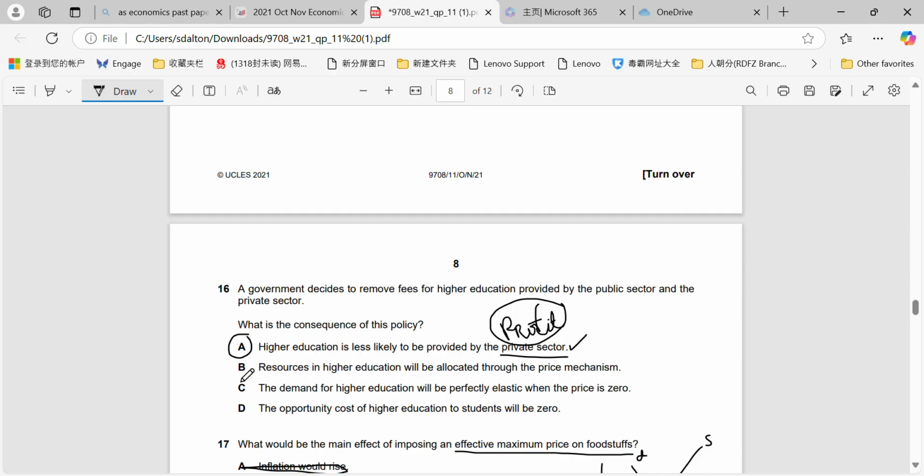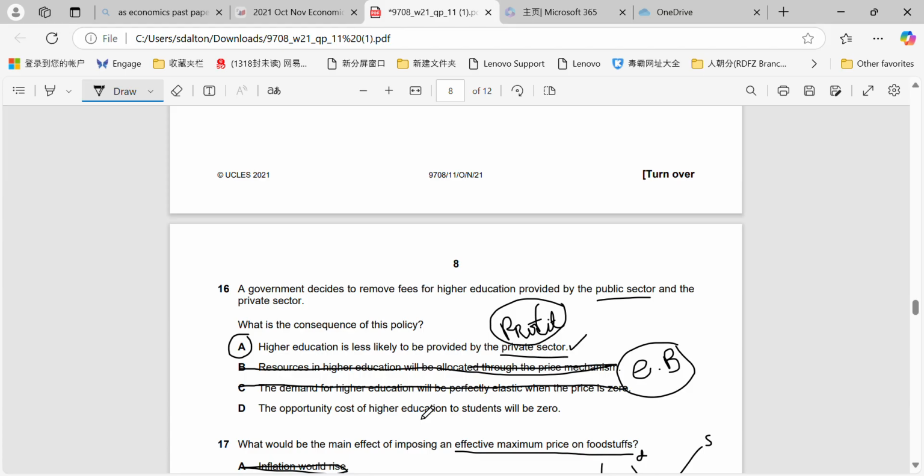Resources in higher education will be allocated through the price mechanism. No, that's not a consequence. We're told here it's provided by the public sector as well. Demand for higher education will be perfectly elastic when the price is zero. Not necessarily true. One thing we remember about education is that it's a merit good. It generates external benefits. So we know that it's actually underconsumed and underproduced.